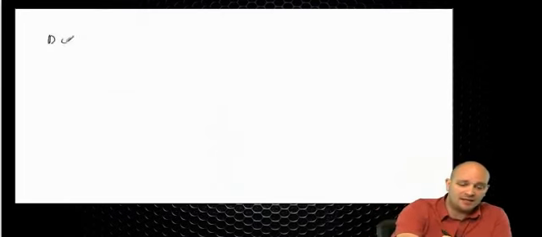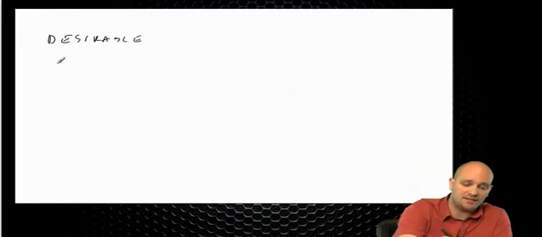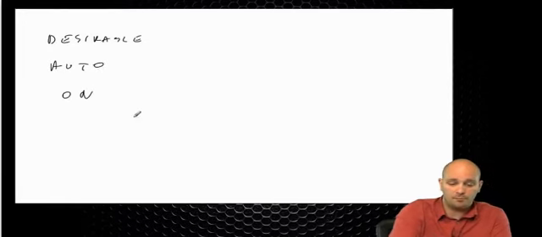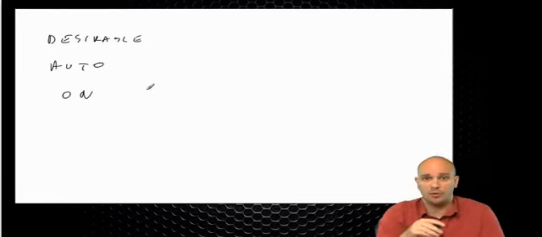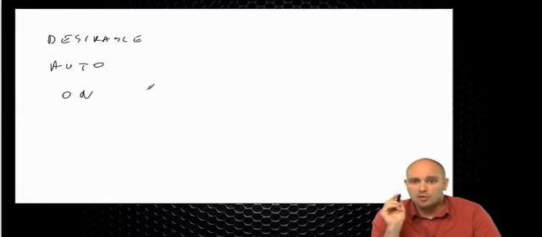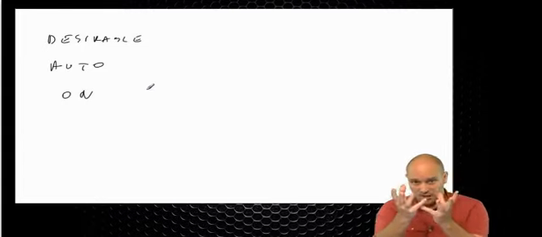Now, another important thing to know about DTP are the possible modes. We can have it in desirable mode, we can have it in auto mode, and we can have it in on mode. Now, when you create the trunk, when you say switchport mode trunk, you are actually still running DTP. Again, let me show you that.